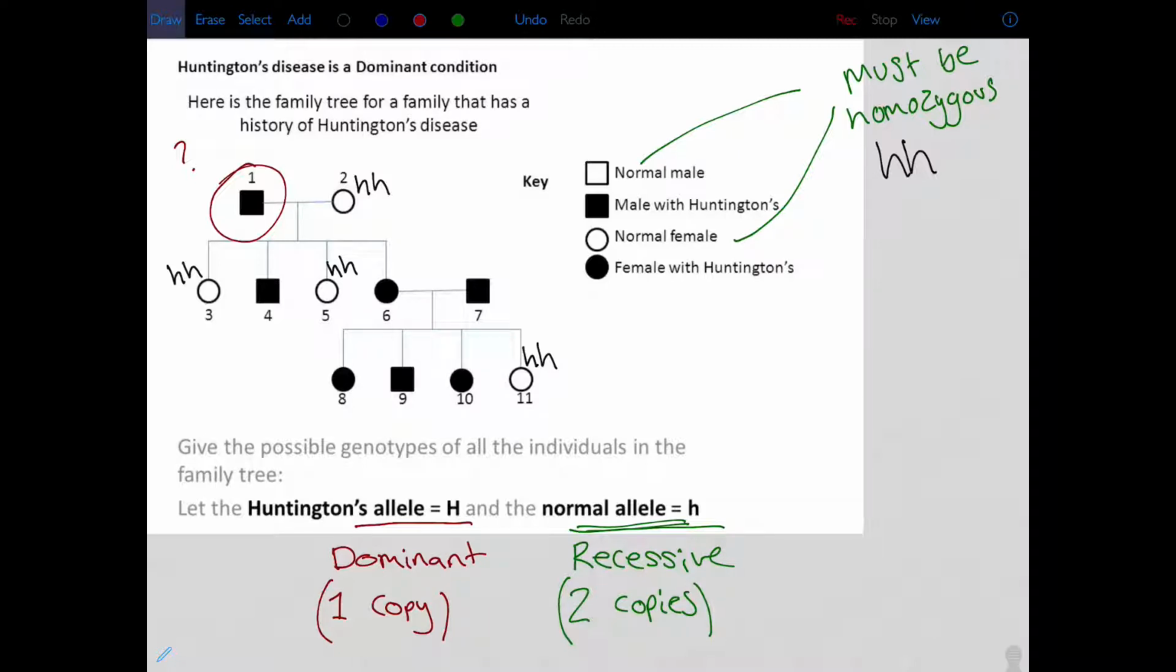Now because it's a dominant disease, we know they must have a capital H. However, we don't know if they've got 2 capital H's or 1 capital H. We don't know if they're homozygous or heterozygous.